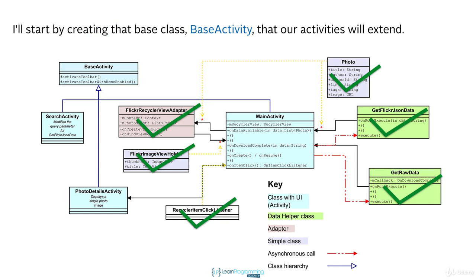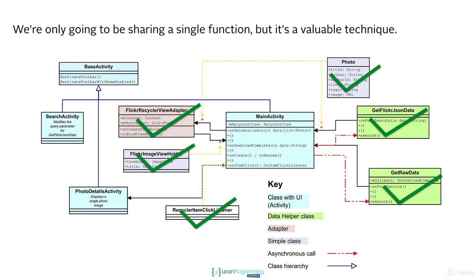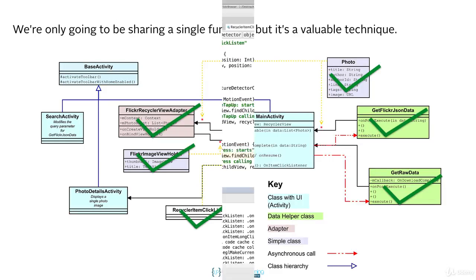So we're going to start by creating that base class, base activity, that our activities will extend. The reason for doing that is to share functions and properties amongst a number of different activities, 3 in our case. By defining common functions in a single class and then having the other classes extend it, they'll get access to everything that's defined in the base class. And that means we don't have to include the same function in each activity. We're only going to be sharing a single function, but it's still a very valuable technique.